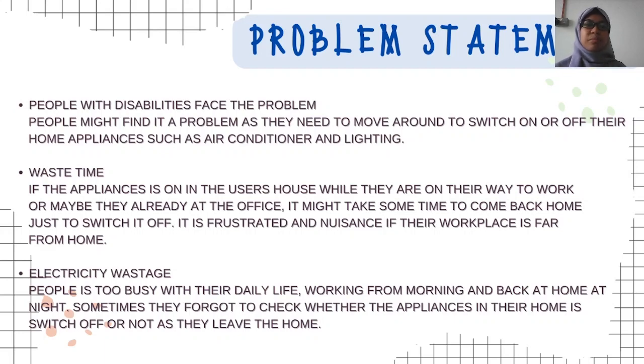Secondly, wasted time. If the appliances are on in the user's house while they are on their way to work or already at the office, it might take some time to come back home just to switch them off. It is frustrating, especially if their workplace is far from home. Thirdly, electricity wastage. People are too busy with their daily life, working from morning and back at home at night. Sometimes they forget to check whether the appliances in their home are switched off as they leave the home.